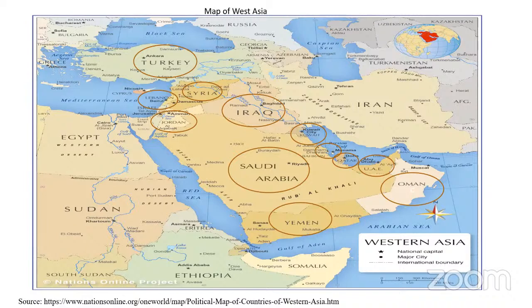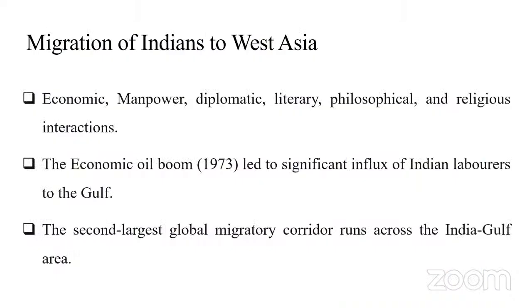Indian migration to these nations served a variety of goals, which had an impact on both the home country and the host country. In the home country, it is visible in terms of the remittance transfer, and in the host country in terms of infrastructural development of the region. So, migrations of India to West Asia.